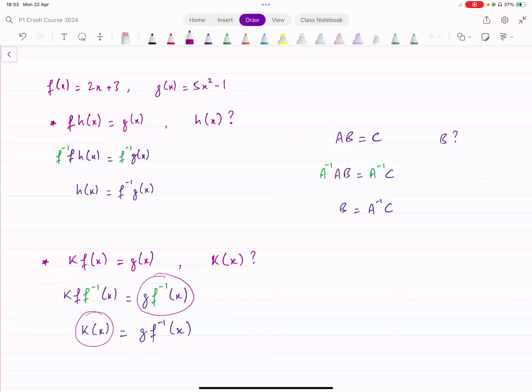We're just left with k of x. K of x equals g f inverse of x.